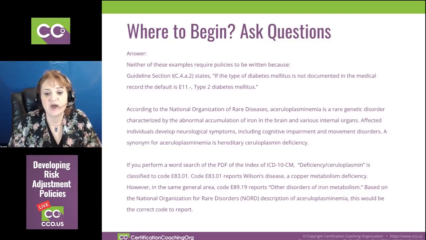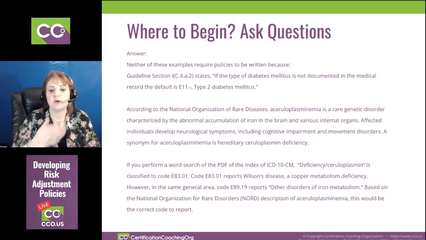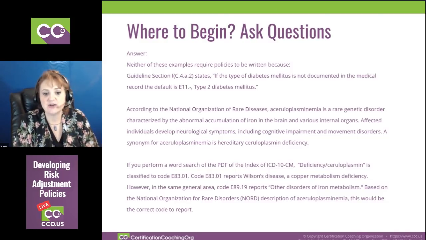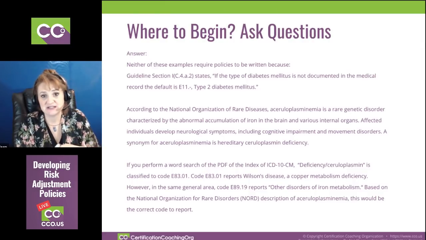And then they're even telling you how to search it. This is what you would do. You go into deficiency, you look up ceruloplasmin, okay, and it's going to say, hey, go to E83.01. But when you go there, it says this is Wilson's disease and a copper metabolism deficiency. Whew, tongue twister. Okay, but then if you look in that same area, you see E89.19, other disorders of iron metabolism. So because we looked and saw what NORD said, then we know that really the proper code to use would be E89.19, because we did more research and we see that it is an iron buildup, not a copper metabolism deficiency, right?